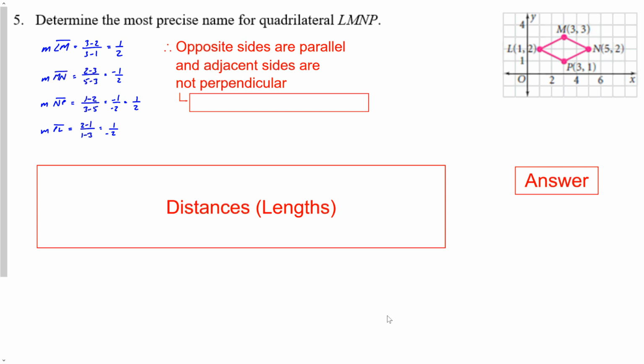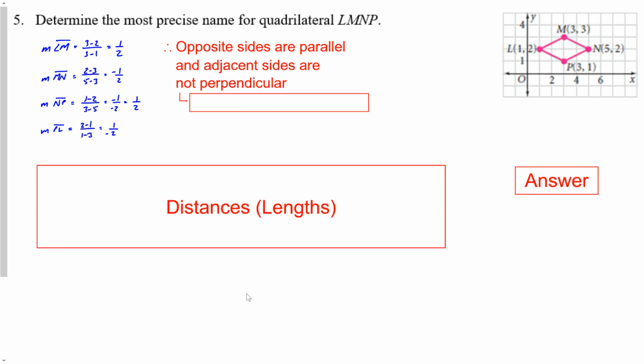And then if I look at, for example, segment LM and segment MN, the slopes are just opposites. They are not opposite reciprocals. Opposite reciprocals tell me I have perpendicular lines. So in this case, these are not perpendicular.